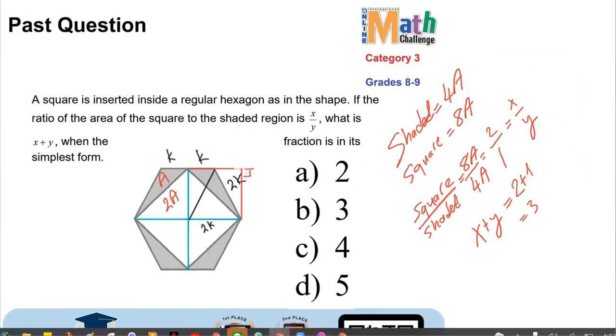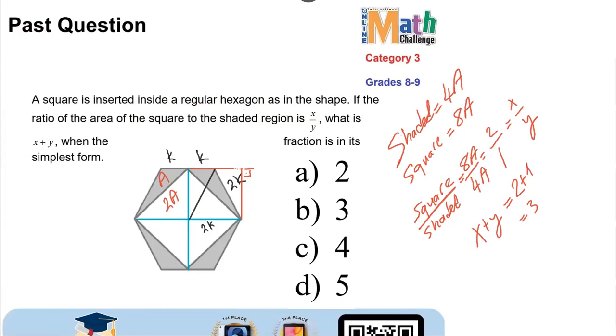For the third question, we have a regular hexagon and a square is inserted inside, and the ratio of area of this square to the area of shaded part is given as x over y in the simple form. So the question asks, what is x plus y? So when we draw these diagonals for the square, and we also label these two as k, k, it means one side of a regular hexagon is 2k, and all others are same as 2k, 2k.